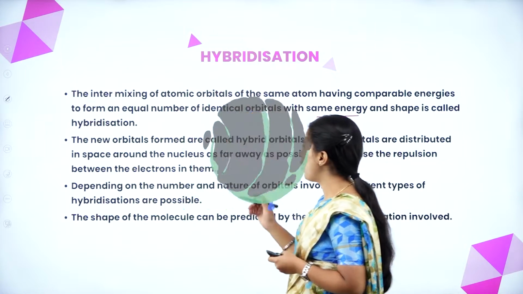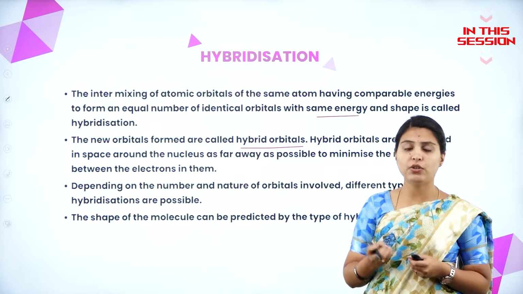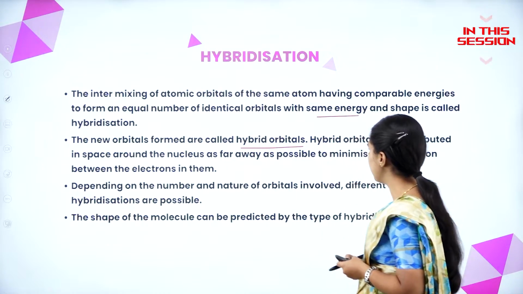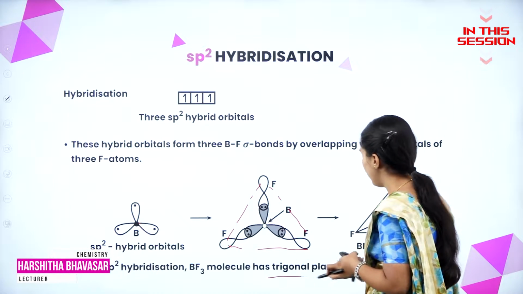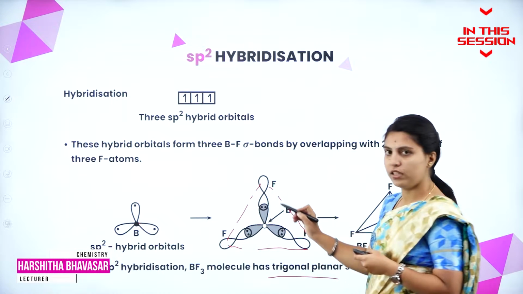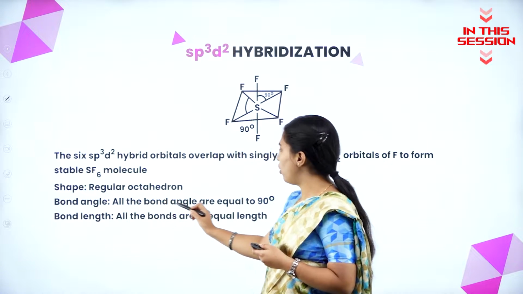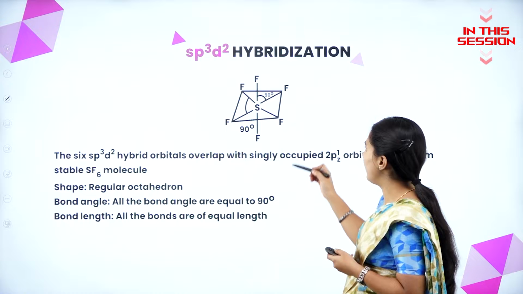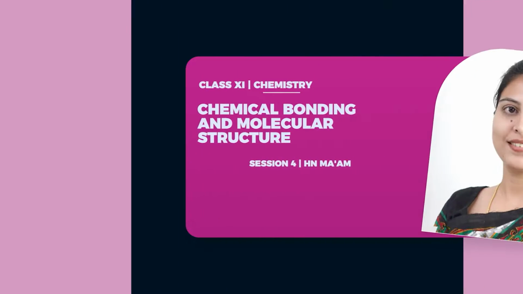The new orbitals formed are called hybrid orbitals. After intermixing of orbitals, the new orbitals will form, that will be called hybrid orbitals. Due to sp2 hybridization, the BF3 molecule has a trigonal planar structure. A triangular trigonal planar structure will form. Bond angles are all equal to 90. That's why all the bonds are equal in length. All the sides have 90 degrees.